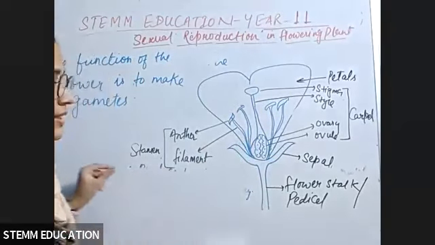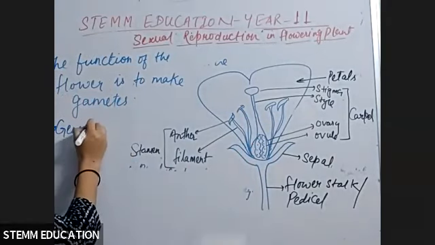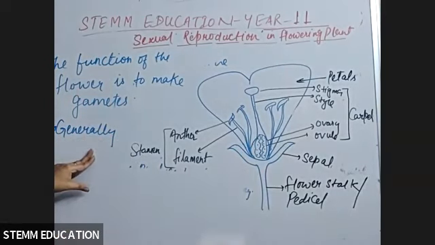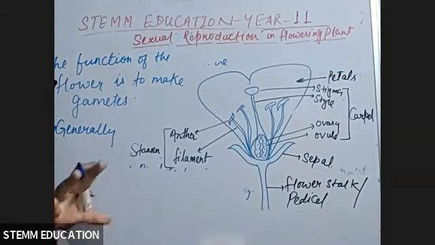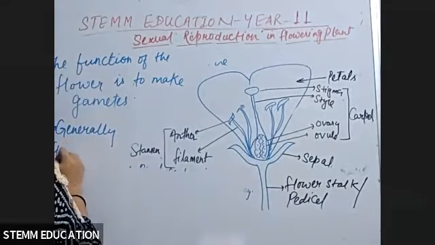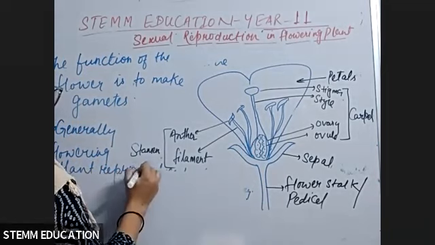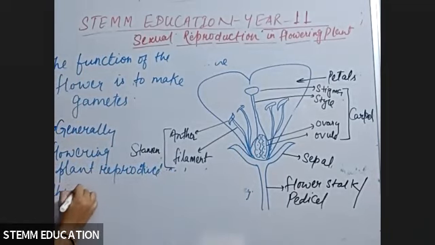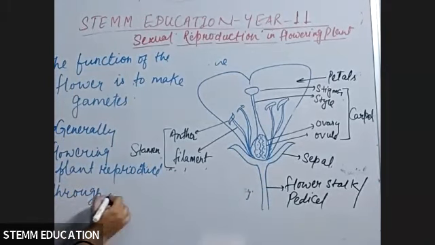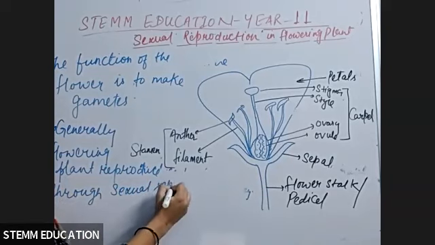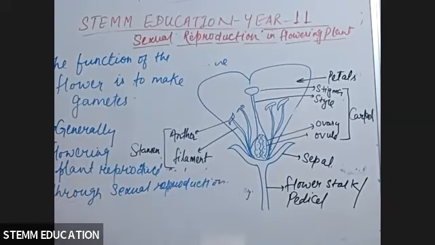Generally, flowering plants reproduce through sexual reproduction, and this is why the flower is also represented as the reproductive part of a plant.